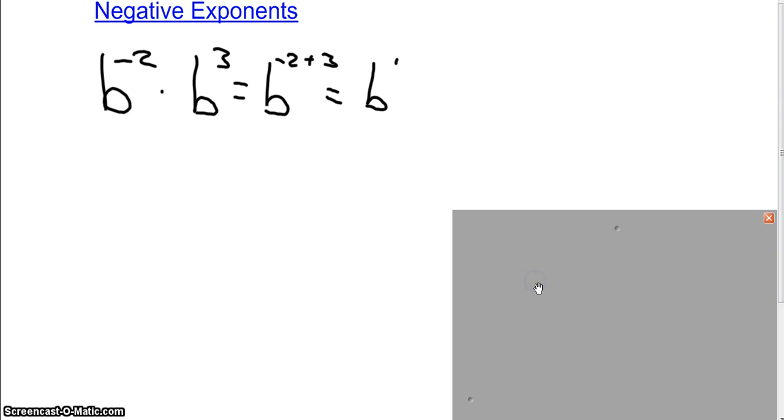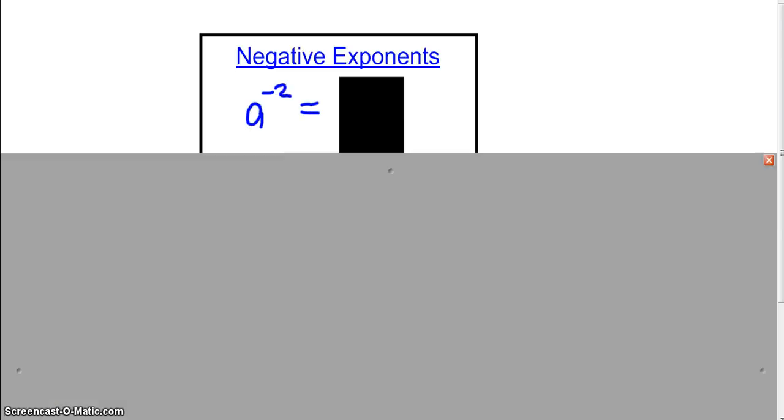So could you even write this differently, Jimmy? How could I write it differently? Good. We could just say B, right? Boom. Because when you don't see an exponent, it's 1. I have 1 factor of B that's just sitting there. Okay? Okay, negative exponents. We've got to talk a little bit more about what this means.